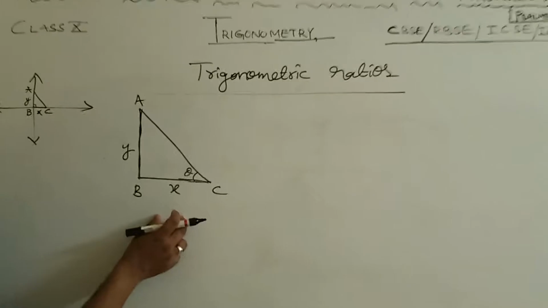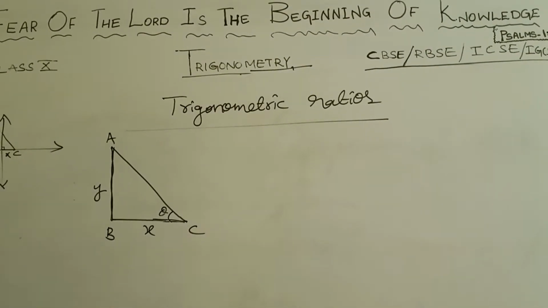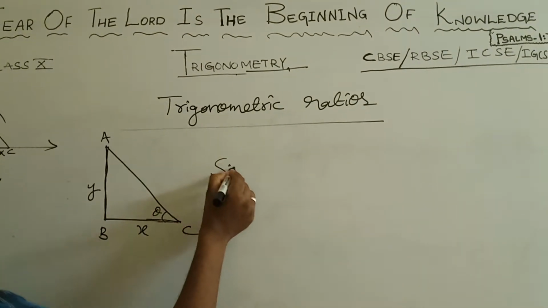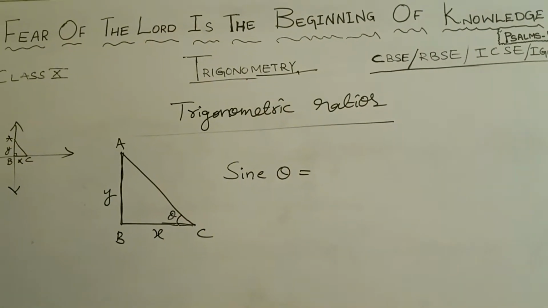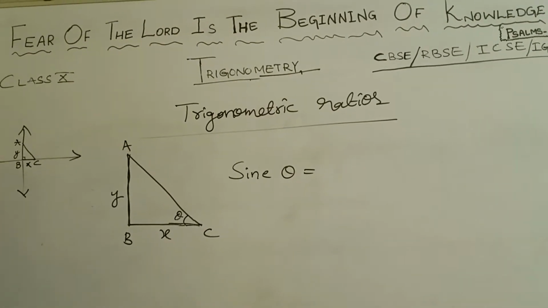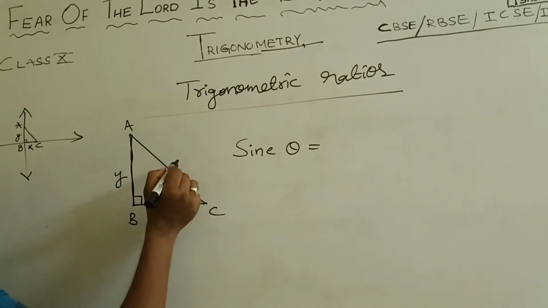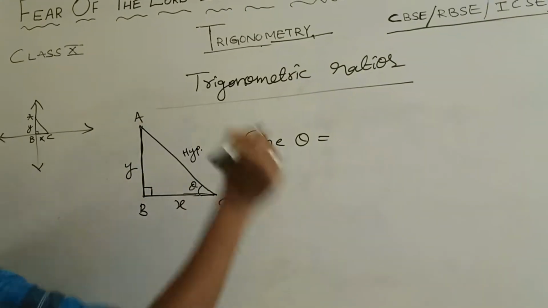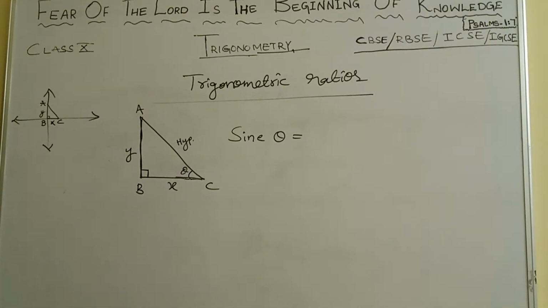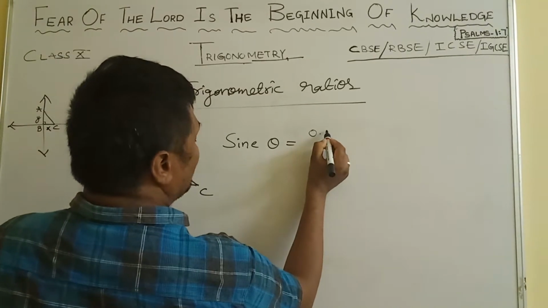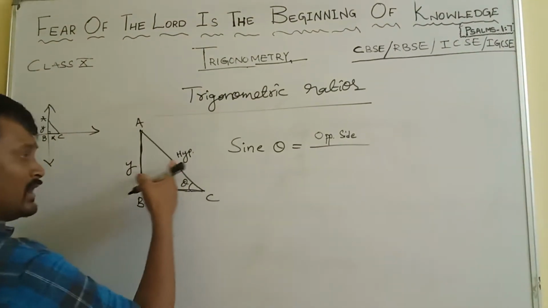Now from this we need to derive the ratios. Okay. So now first ratio, sin theta is equal to, so you need to check opposite side upon hypotenuse. So what is hypotenuse? Whichever side is opposite the right angle, that is called the hypotenuse. Okay. So now, what is sine theta? Sine theta is nothing but opposite side upon hypotenuse.